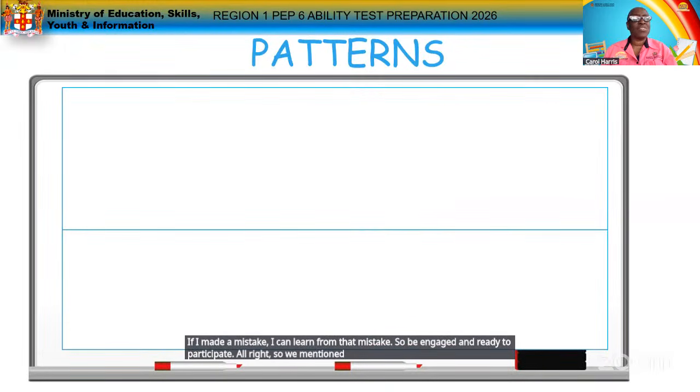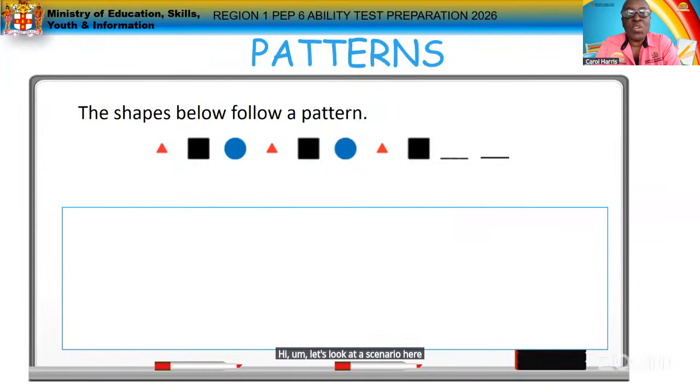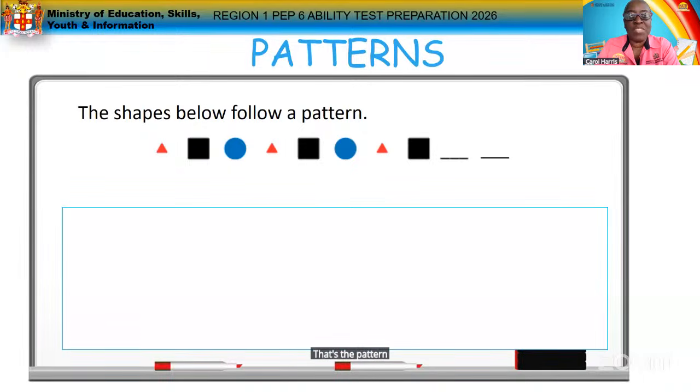We're going to start off looking at patterns. So let's look at a scenario here today. Your classroom teacher says that she's going to arrange the students to go into class with a pattern. She says she's going to do 2 girls, then 1 boy, 2 girls, then 1 boy, 2 girls, then 1 boy, and so on. That's the pattern that she has decided to use.